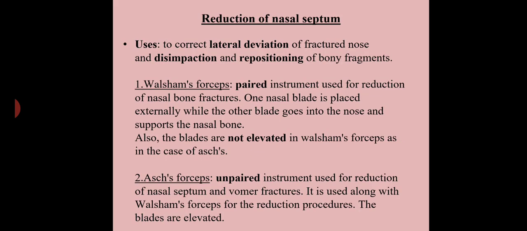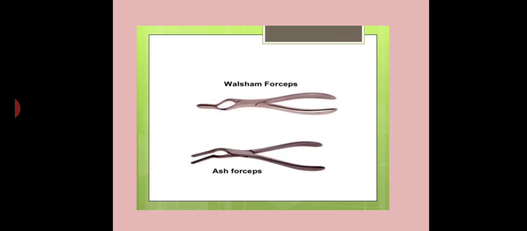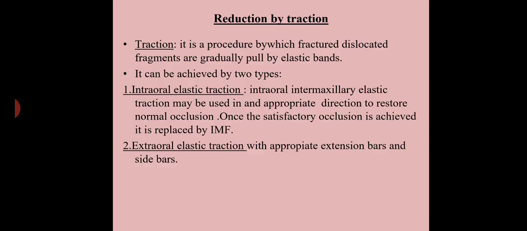Now in case of reduction of the nasal septum, you can use Walsham forceps and Asch forceps. They are used to correct the lateral deviation of the fractured nose and for disimpaction and repositioning of the bony fragment. Walsham forceps are a paired instrument, and Asch forceps are an unpaired instrument. These are the images of Walsham and Asch forceps.